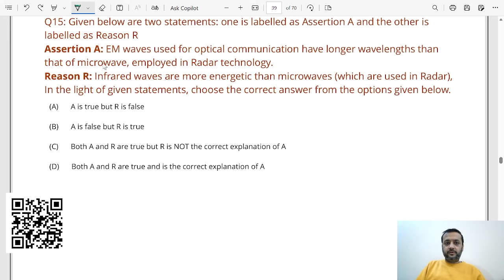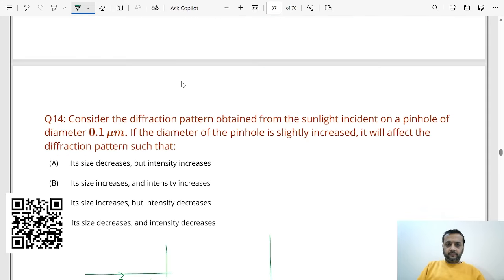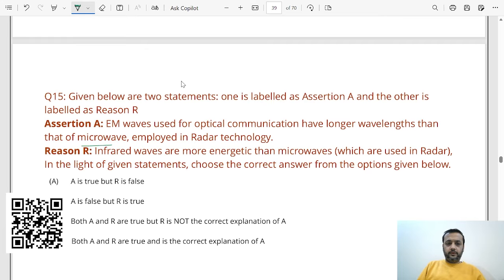Then here we again have an assertion-reason type of question. In the assertion, it is written that EM wave used for optical communication has longer wavelength than the microwave. Now see, for optical communication, generally infrared or visible light is used. Okay, so if we talk about visible light, does it have longer wavelength than the microwave?